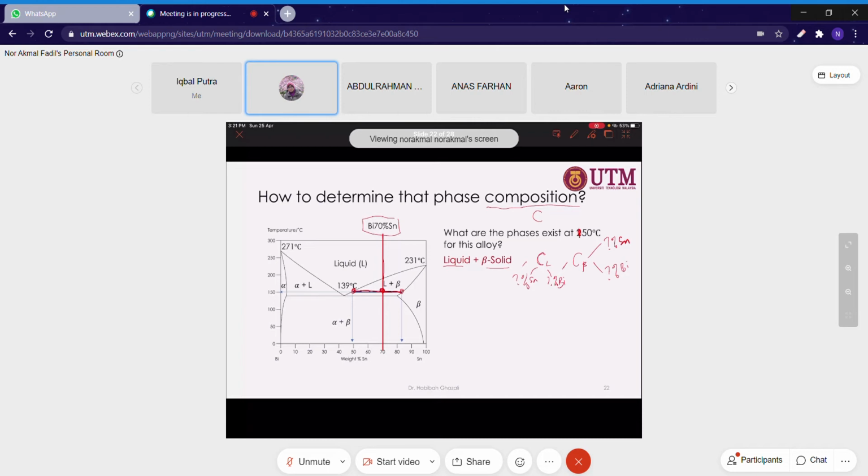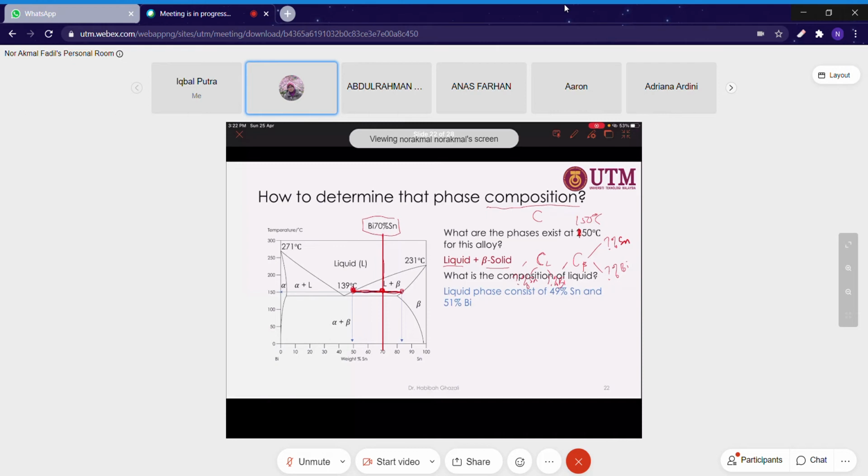All right, now let's go back to the determination of the composition. For example, you want to determine it at 150 degrees Celsius for your alloy. What is the composition of liquid? Basically, we write it as Cl. The liquid phase consists of 49% stannum. How? You draw the tie line like this, and the intercept between the tie line and the liquidus line is Cl. This is the liquidus line, and this is the solidus line.